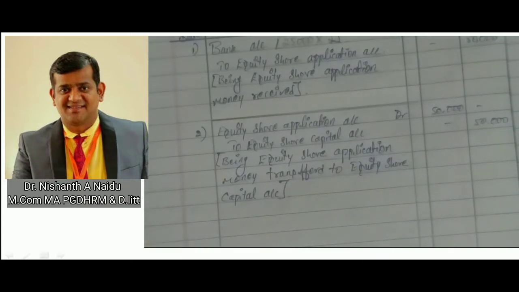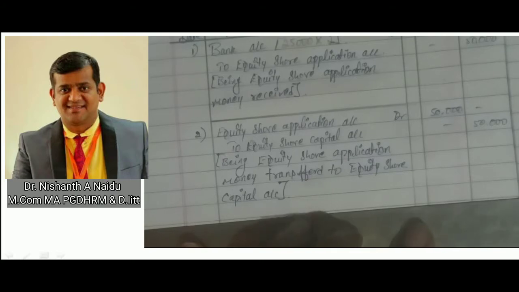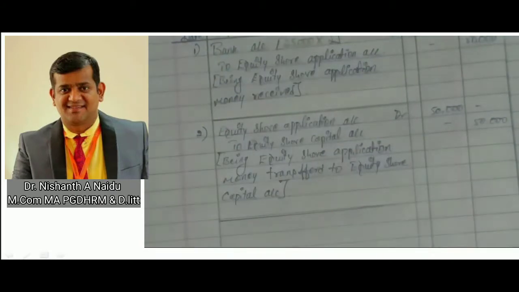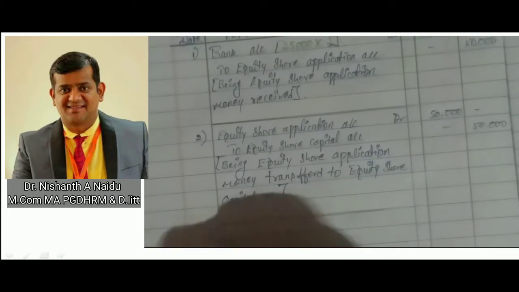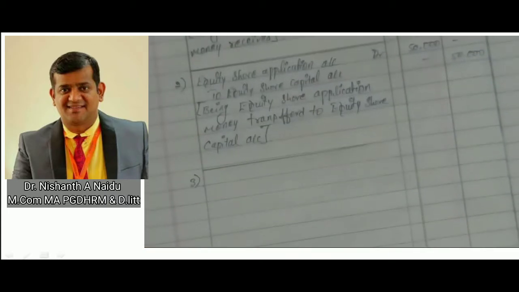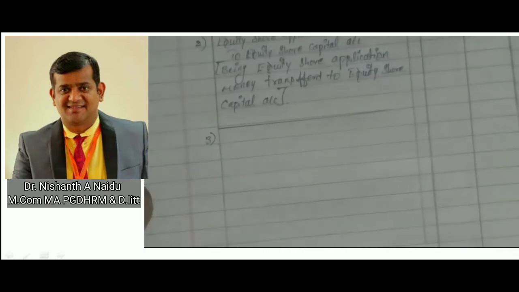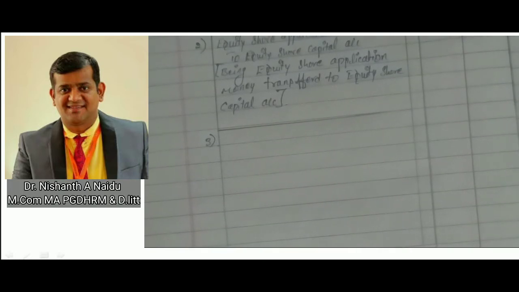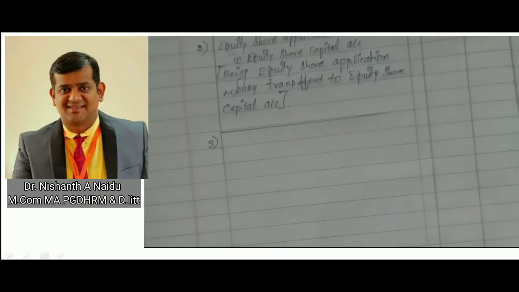I'm done with the second entry, that is a transfer entry. Now we are going to close the second entry by leaving one line space. Further I am moving on to the third entry. The third entry is always a due entry. Due entry of what? Due entry of allotment money. So the entry is equity share allotment account debtor to equity share capital account, because it is a due entry.